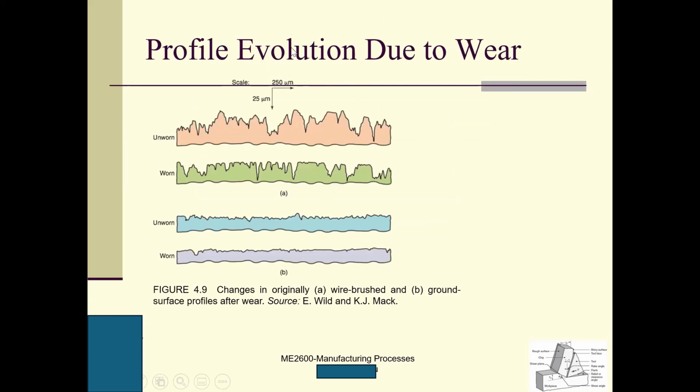The profile evolution due to wear. Wear means that if two objects are contacting each other, because of the hardness difference between them, the softer one will have some scratch on it. So this is due to the wear. Here this is wear brushed. This is the ground surface profile of the wear. You can see this part is unworn and this is worn material. So this is very different.